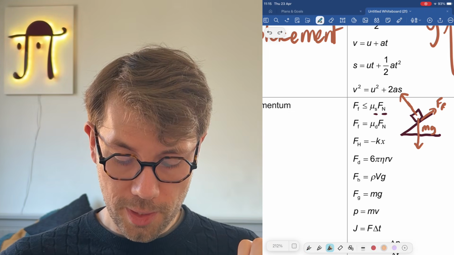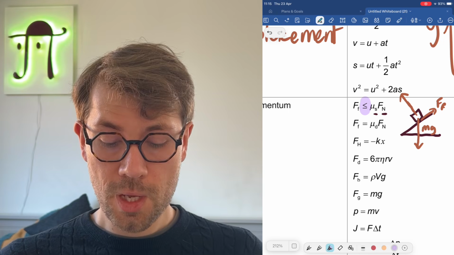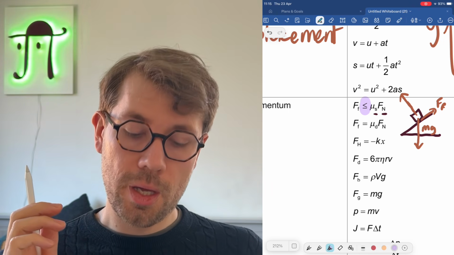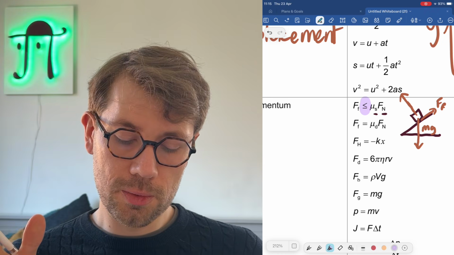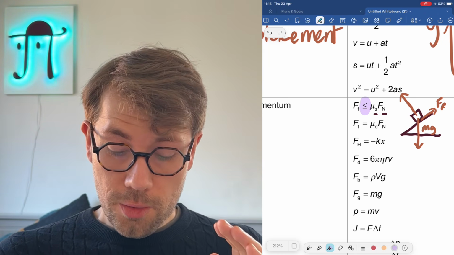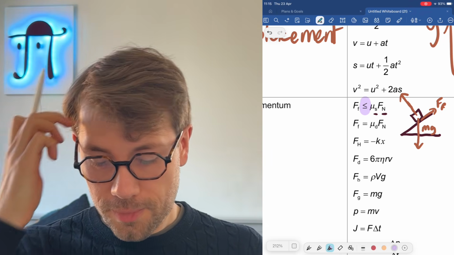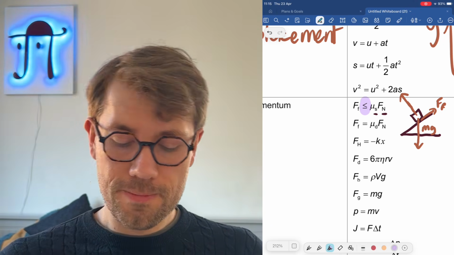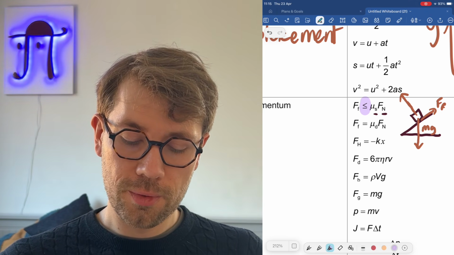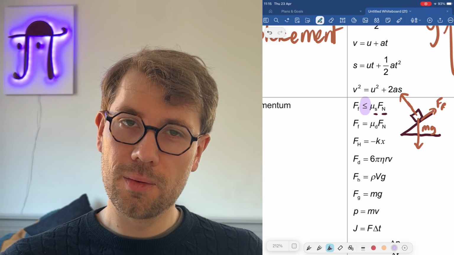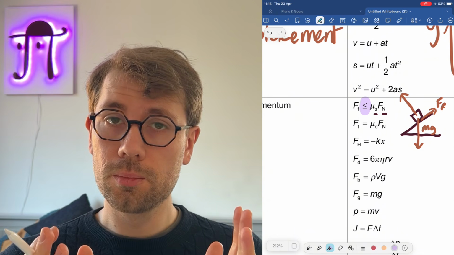Now, let's look at that weird little less than or equal sign. This is saying that our frictional force has to be less than or equal to the normal force times the coefficient of static friction. What this is basically saying is that my frictional force can vary when it's static. There comes a point when these become equal.